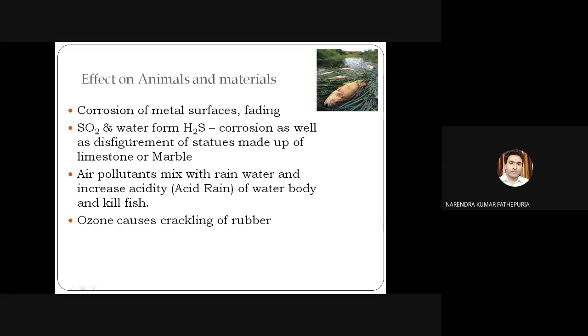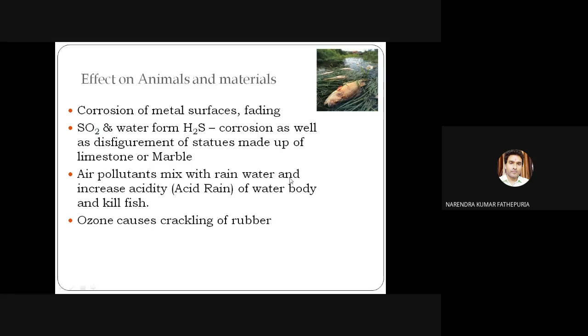Corrosion of metal surfaces, fading the color of our buildings, right? Our historical monuments, like marbles, degrade because of sulfur dioxide and H2S. Because of repeated abrasion and corrosive action, the color is converting into a pale yellow, right? The slow degradation is happening for our historical monuments. Disfiguration of statues made of limestone or marble.